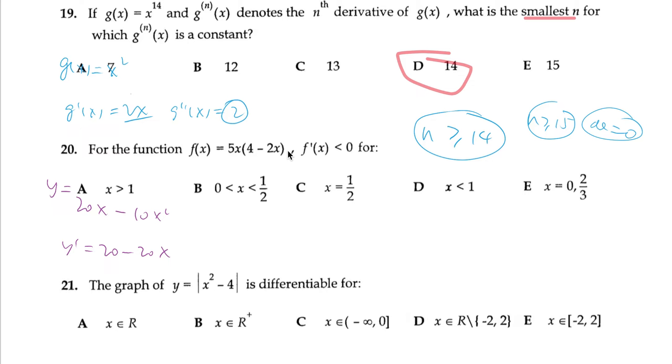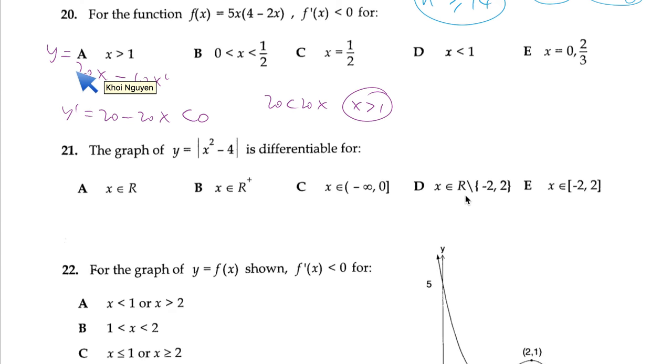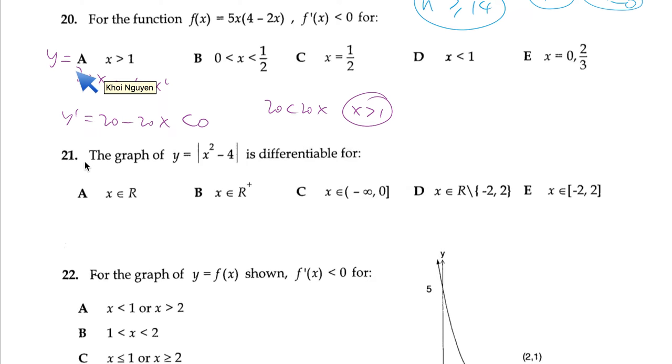20 minus 20x less than 0, yeah, so we'll just move 20x to the other side. 20 less than 20x, x greater than 1. Yeah, so the decreasing region will just be x greater than 1. The increasing region would be x less than 1. Yeah, and then question 21.